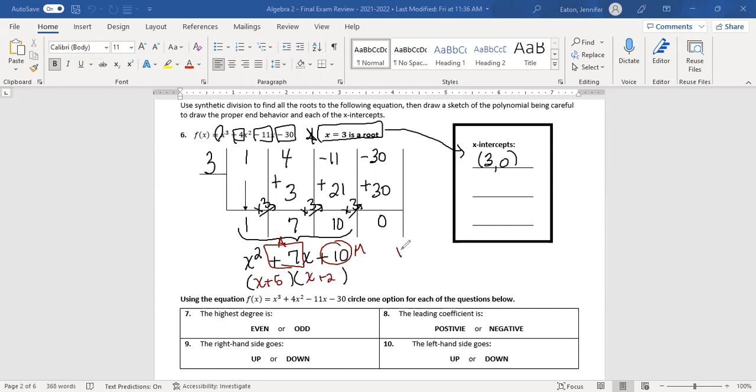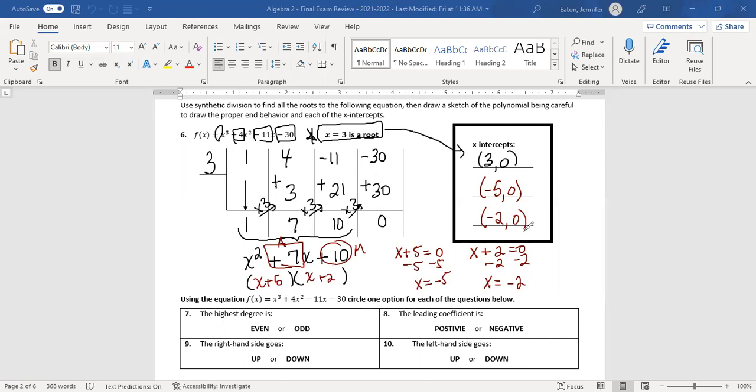And with those 2 equations, we set them equal to 0 to get our 2 remaining x-intercepts. So x plus 5 equaling 0, we subtract 5 from both sides. So we get x equals -5. So that's our next x-intercept, -5, 0. And then we solve for x on the second equation by subtracting 2. So we get x equals -2. So -2, 0 is our final x-intercept. So we have our 3 x-intercepts.